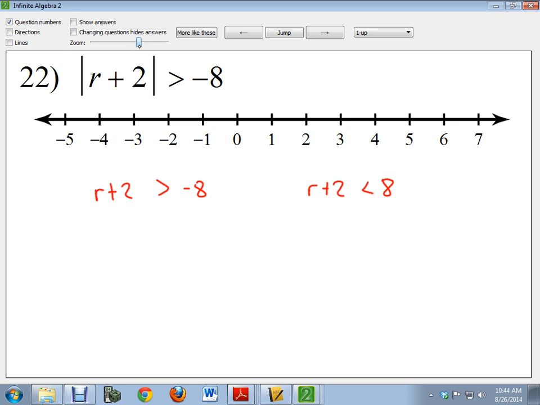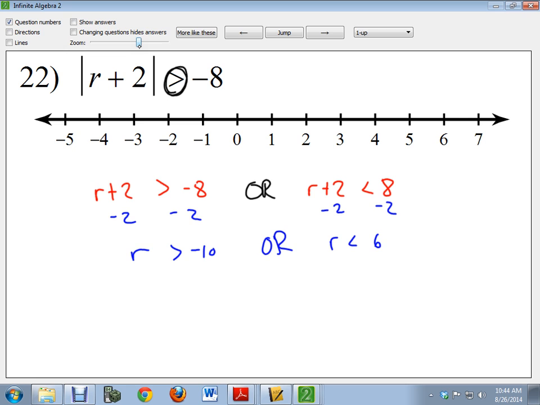We have to determine, is this an AND or an OR graph? And you say, okay, well that's a greater than symbol, so that must be an OR, greater. We will now need to solve both of these very simple equations and graph them. We'll subtract 2 from both sides and get negative 10. R is greater than negative 10. And then we'll subtract 2 from both sides over here, and we get r is less than 6. And these are my two solutions.